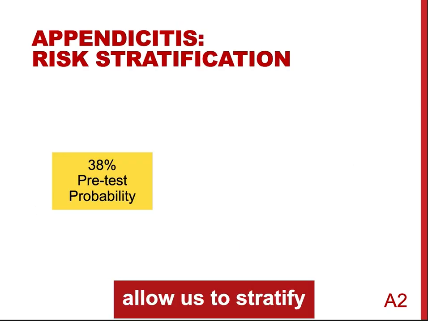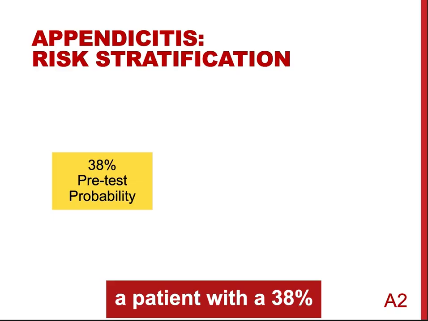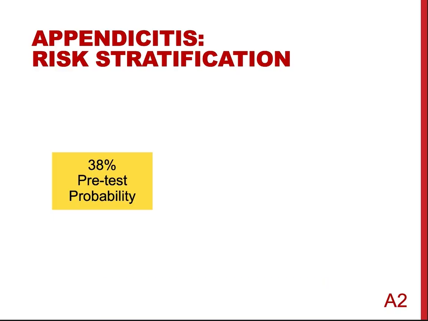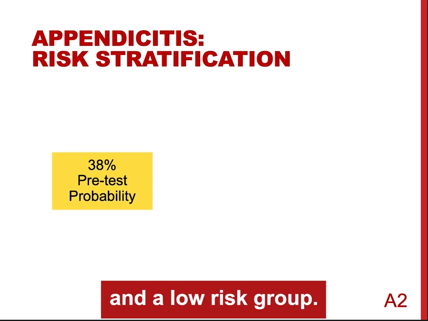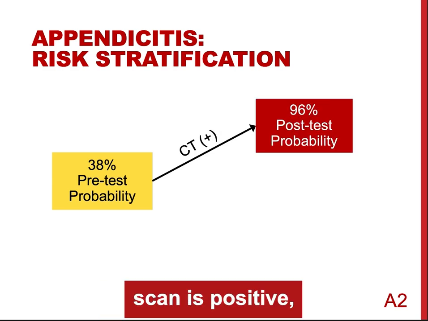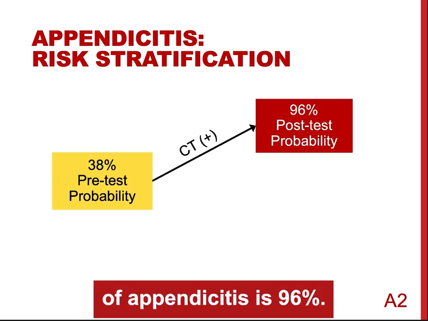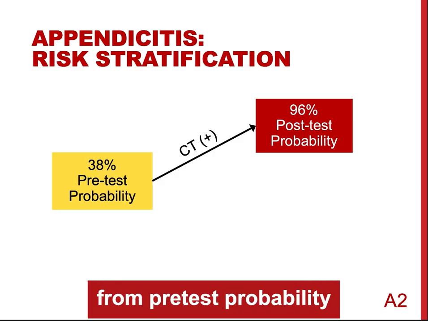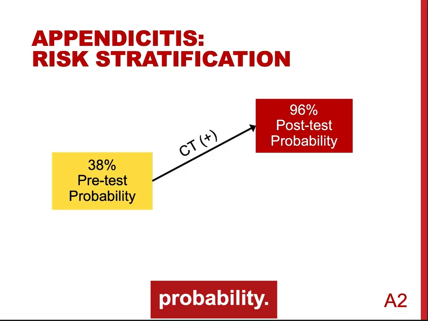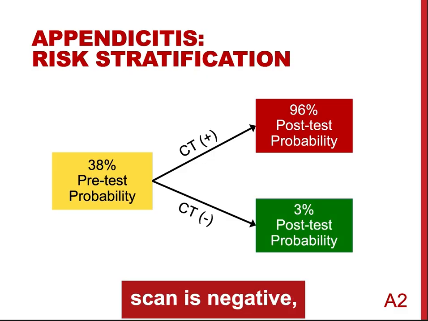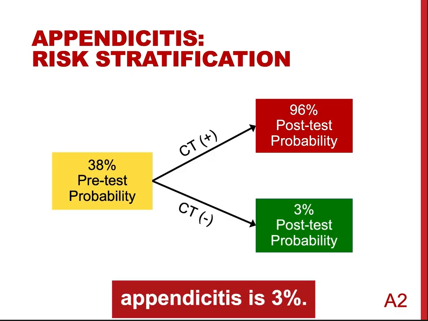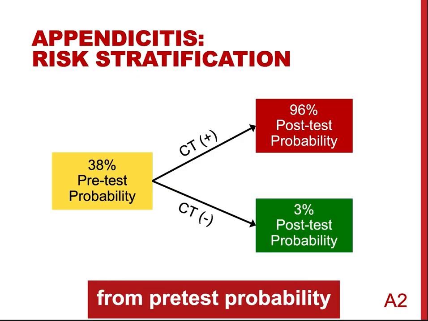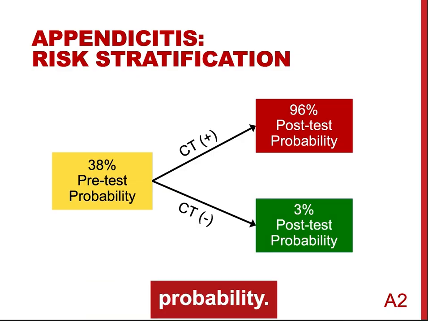The predictive values allow us to stratify a patient with a 38% pretest probability of appendicitis, which is the study prevalence, into a high-risk group and a low-risk group. If the CT scan is positive, the post-test probability of appendicitis is 96%. This is approximately a 2.5-fold increase from pretest probability to post-test probability. If the CT scan is negative, the post-test probability of appendicitis is 3%. This is approximately a 13-fold decrease from pretest probability to post-test probability.